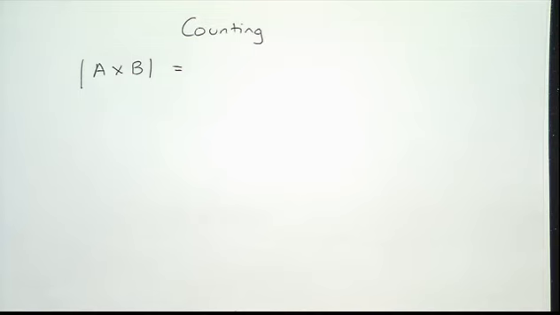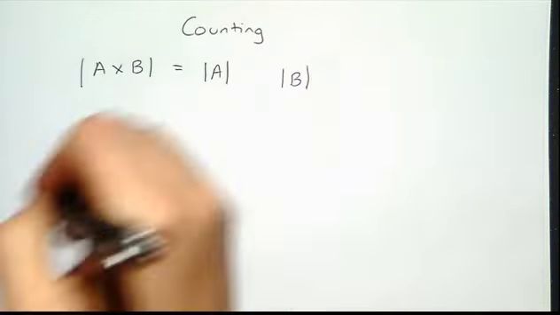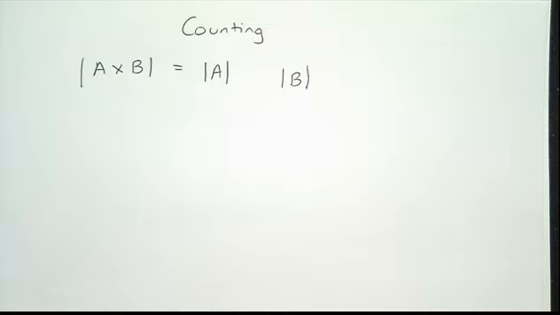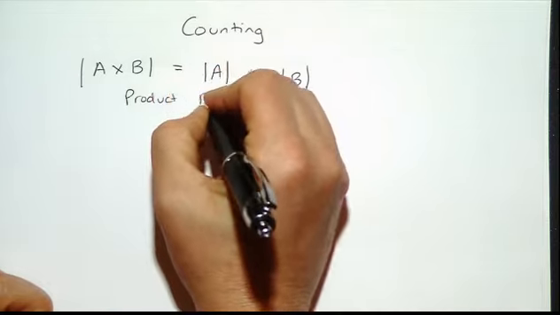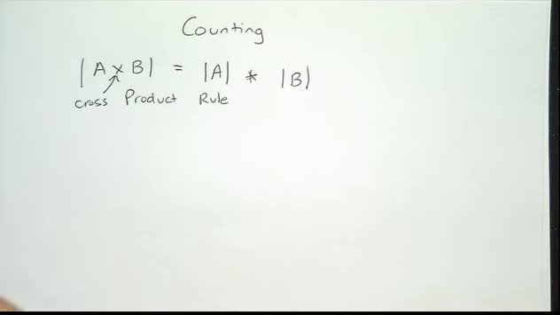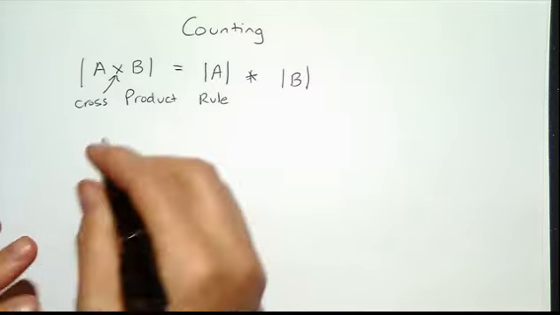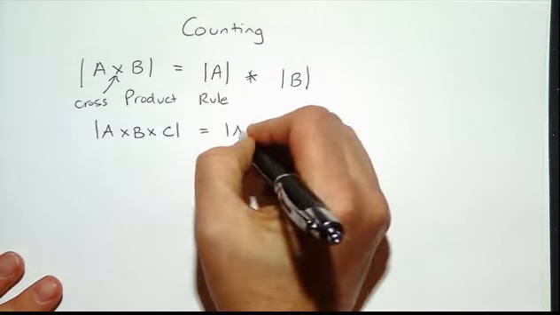So it's going to be the size of A and the size of B, and we're going to do something with them. What are we going to do with them? We're going to multiply them. This is called the product rule. So that's an actual cross, it's not a times. When I take the cross product of two sets, I actually multiply the sizes of the sets. And you could use this rule recursively or inductively to show that if you do any number of them, you still do the same thing.